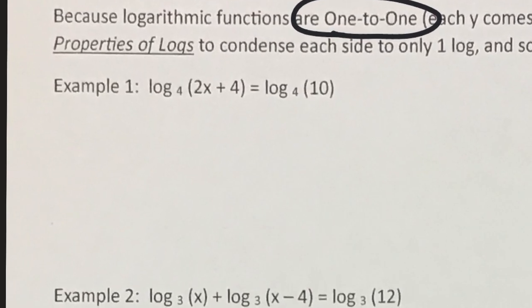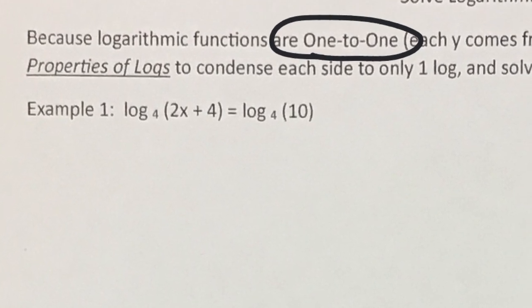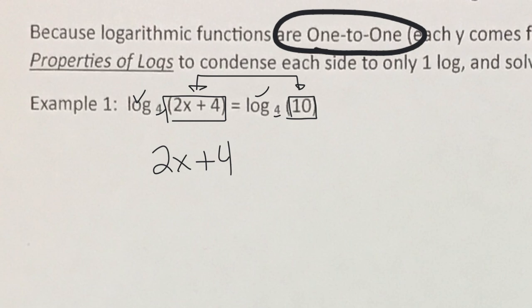So notice here we have log base 4 equals another log base 4. According to the one-to-one property, if these logs are truly equal, then whatever's in this parenthesis has to be equal to whatever is in that parenthesis, because when things are equal, all of their parts have to be the exact same. We have log, log, those are the same. We have base 4, base 4. So whatever is in my parentheses, which is 2x plus 4, has to be equal to 10.